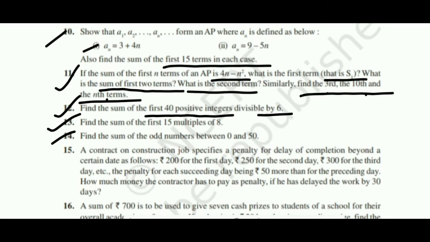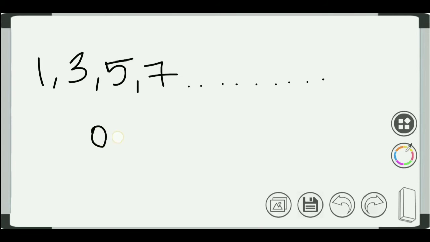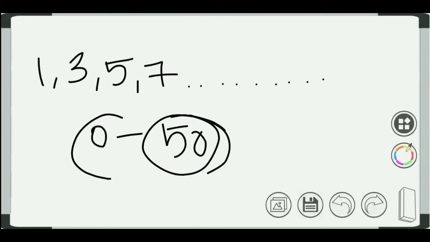Find the sum of odd numbers. See, here it is odd numbers between 0 and 50. You need to find the sum of only odd numbers, and it should be between 0 and 50. So tell me what are the odd numbers between 0 and 50. Odd numbers will start from 1: 1, 3, 5, 7, etc., up to, between 0 and 50. That means 50 is not an odd number, it is an even number. So the last term will be 49.